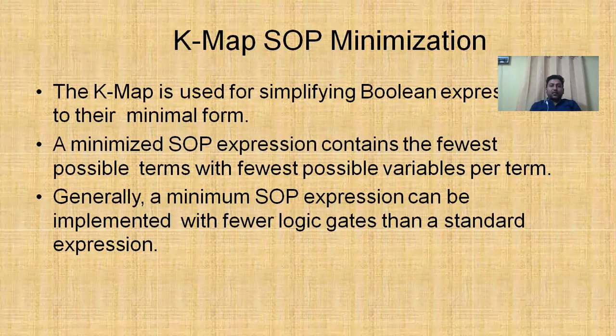K-map for SOP minimization. First of all we are doing SOP because it is the most used, sum of products. It is generally used to minimize the expression so it can be implemented with fewer logic gates than a standard expression. We have a standard expression that is unsimplified or not minimized. With the help of the K-map, that SOP expression will be converted into a simplified or minimized version.